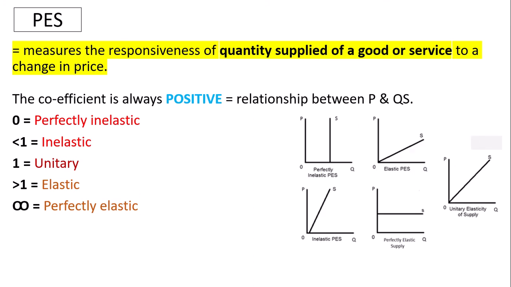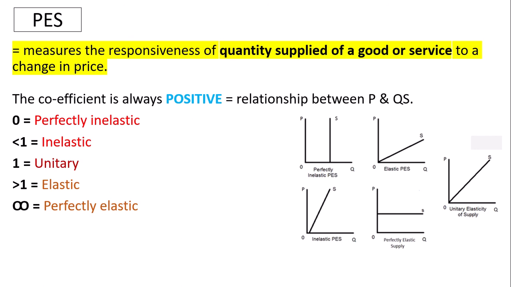So you can see perfectly inelastic is a straight vertical line. Elastic is very shallow. So a small change in price causes a large change in quantity supplied. Inelastic is steep, very steep upwards, and that means that a large change in price only causes a small change in quantity supplied. Perfectly elastic is a straight horizontal line, and unitary is a 45-degree line that shows that a percentage change in price causes the exact same percentage increase or decrease in quantity supplied.